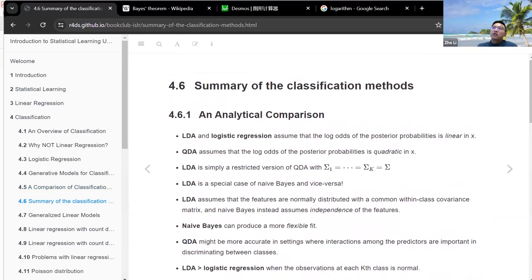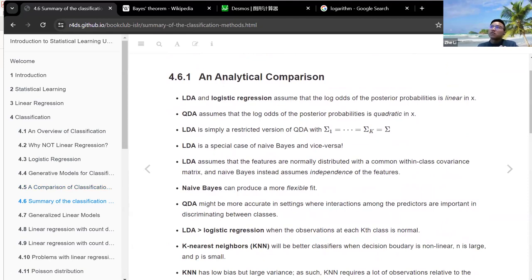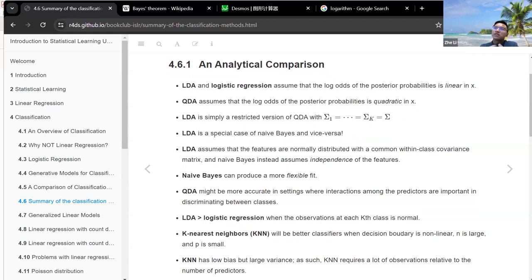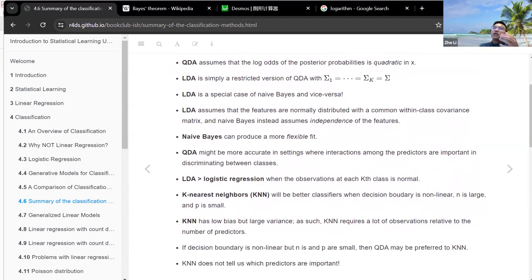And here is a basic assumption that we compare between each method. The huge takeaway here is that the LDA and the logistic regression both assume the logic of the posterior probability. So we can see that logistic regression is related to LDA, whereas the assumption of QDA results in a model that is quadratic in X. So this is very different from the linear one. And the LDA is the simplest case of QDA, as it assumes that the variance across each class is the same. And the LDA is a special case of the naive Bayes here, which you can see from the function in the book.